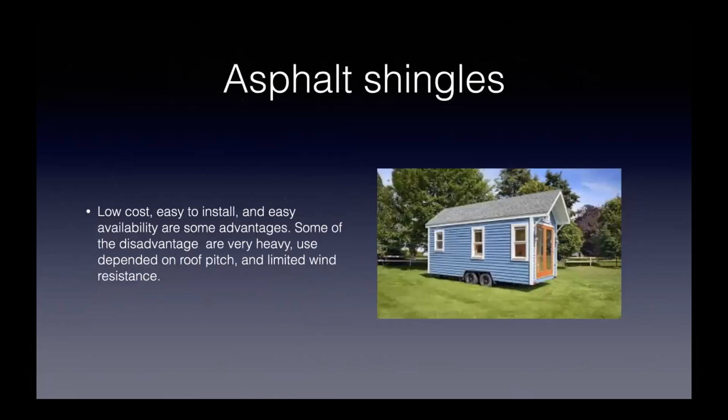Then you have your asphalt shingles here, which is your traditional type of roofing. It's low cost, also easy to install. It's pretty much at every hardware store, so you can find it pretty much anywhere. But the disadvantage for this one would be it's a lot heavier than the metal roofing. And it's not as wind resistant as the metal roofing type.